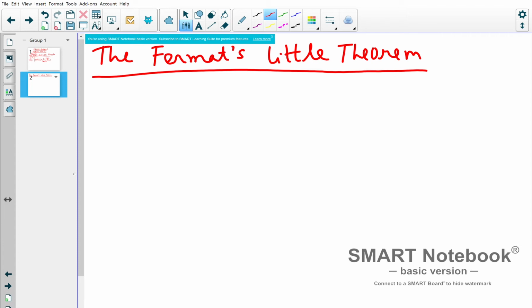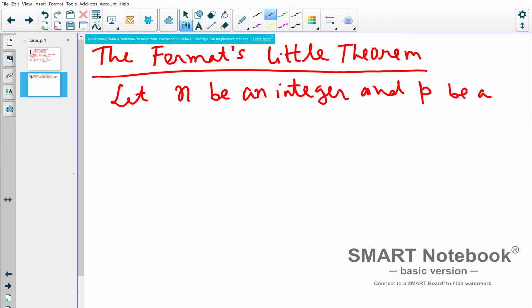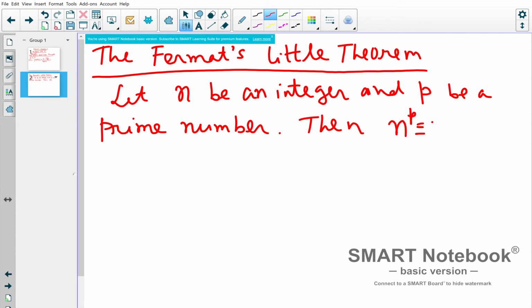what I'm going to prove is this: let n be an integer and p be a prime number, then n to the power p is congruent to n mod p. I hope you know the definition of congruence. If not, let me define it here.